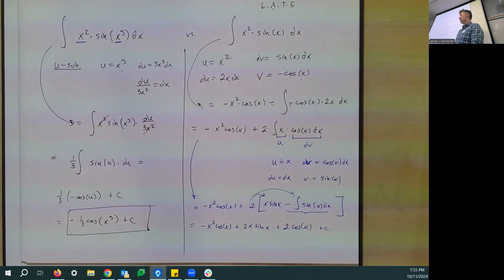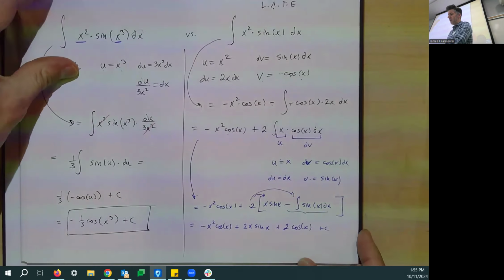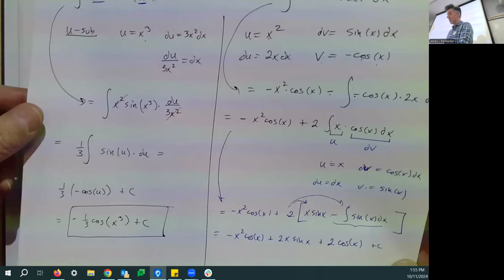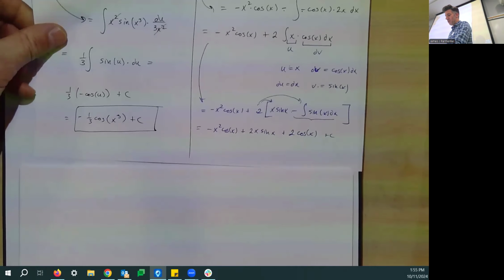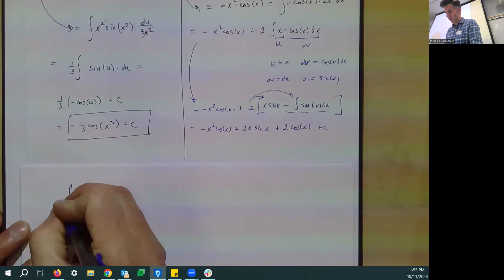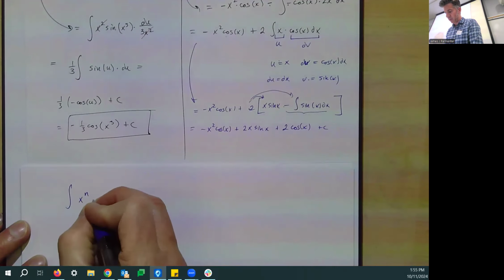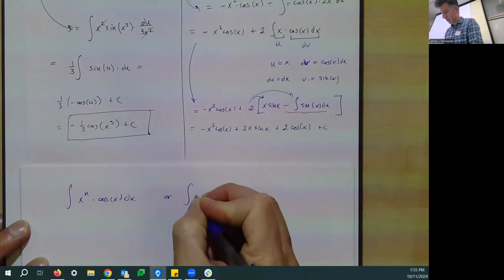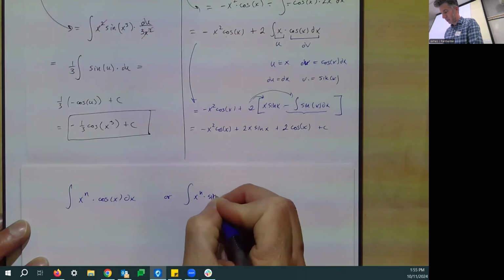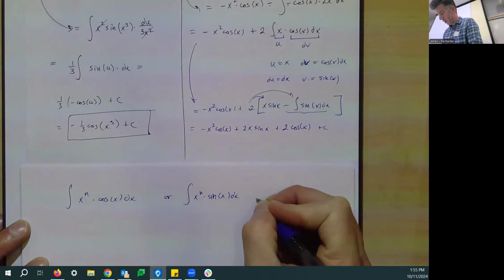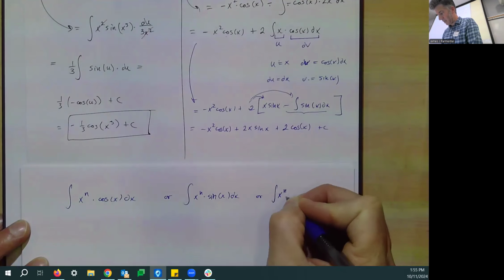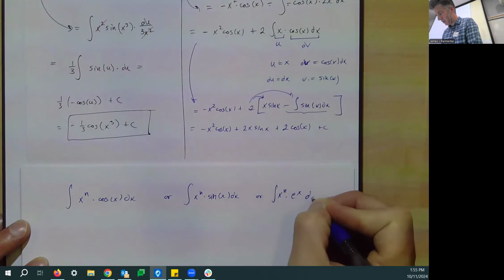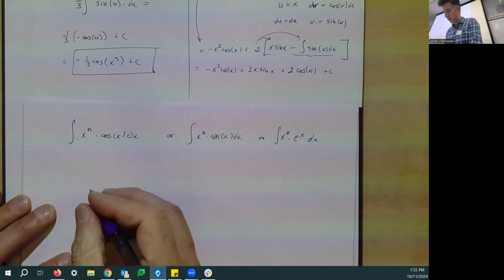And the real terrible thing here is that sometimes they ask you to do it like 3 times. So I'll point out there are 3 types of integrals where you know you're going to have repeated integration by parts. If you have the integral of x to the n times cosine of x, or x to the n times sine of x, or x to the n times e to the x, where n is a positive integer.